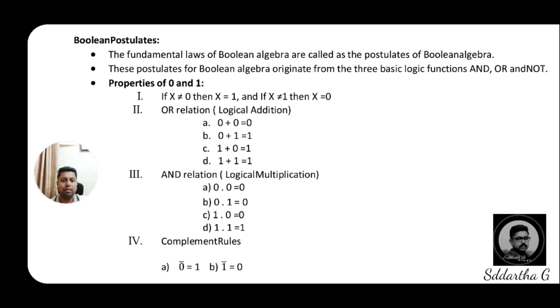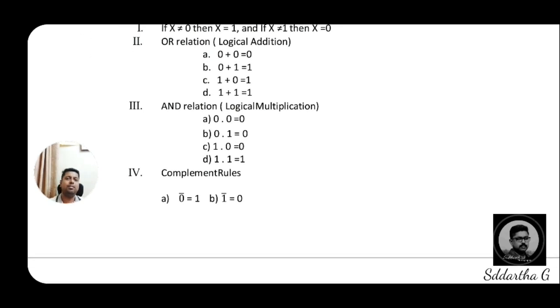And the fourth one is the complement rule, which we use with the help of the NOT gate. Whenever the input is 0 or 1, the complemented result is vice versa. If the input is 0, the complement result is 1. If the input is 1, then 0 will be the complemented result.